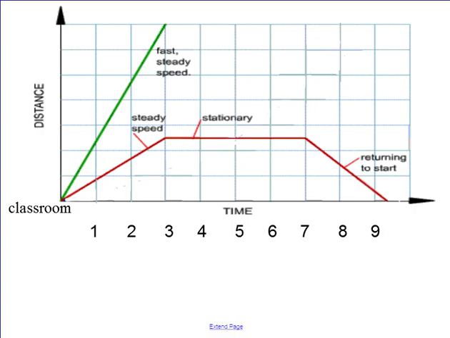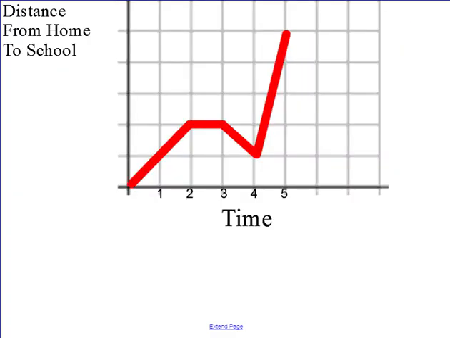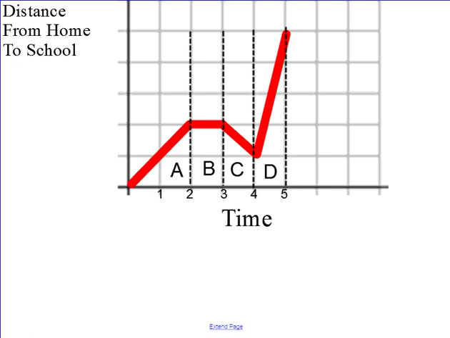Now we're going to put together a story by looking at a graph. We can see in this graph that over a period of time, which runs about 5 minutes, this is our distance from home to school, being that the origin is going to represent home and the further away from home is going to get us to school. We can see that this graph is separated into 4 areas. And we're going to label those areas A, B, C, and D.